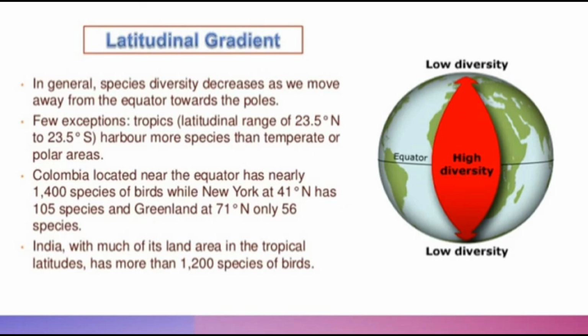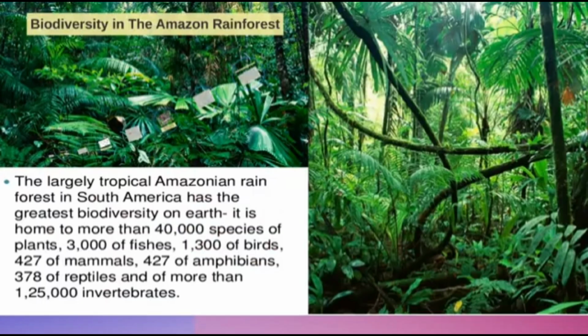So hope you got a clear picture to understand why the latitudinal gradient plays an important role in the number of species. Here you can see the Amazon rainforest. It is one of the richest biodiversity forests in the world, which is in South America. It has the greatest biodiversity of around 40,000 species of plants, 3,000 of fishes, 1,300 of birds, 427 of mammals, 427 of amphibians, 378 of reptiles, and more than a lakh of invertebrates.